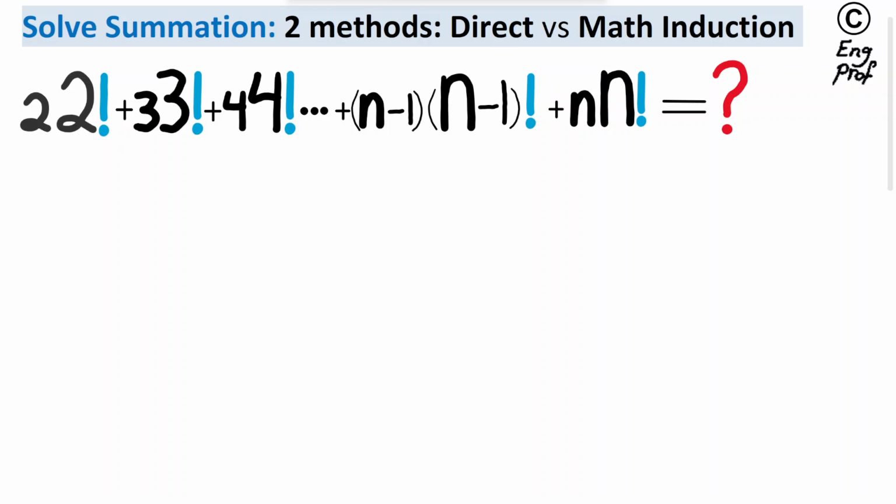A mathematical series or summation is shown here in the form of 2 times 2 factorial plus 3 times 3 factorial plus 4 times 4 factorial up to n times n factorial. We want to solve this and show that there is actually a closed form solution for this in the form of (n plus 1) factorial minus 2. So very simple, nice closed form.